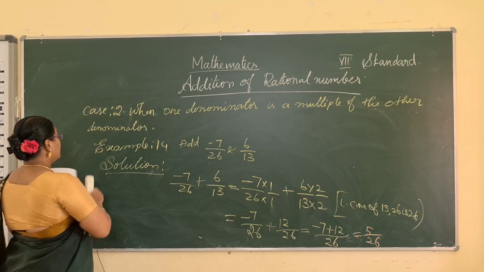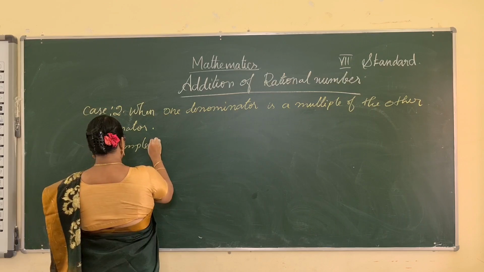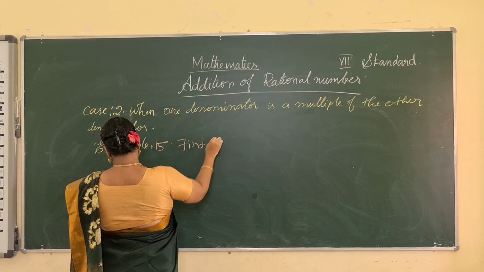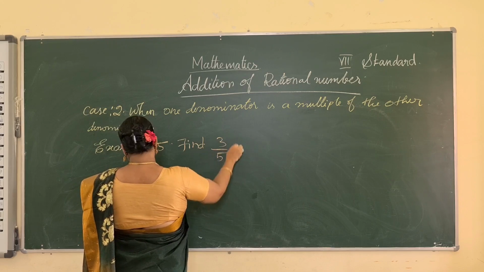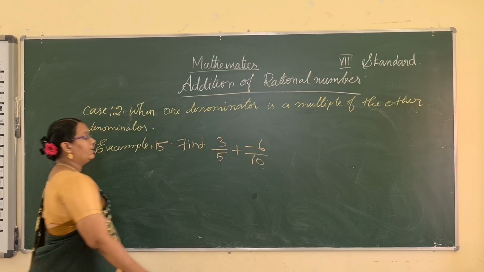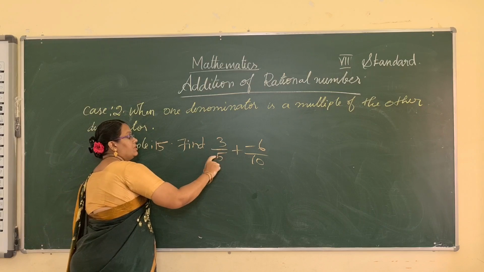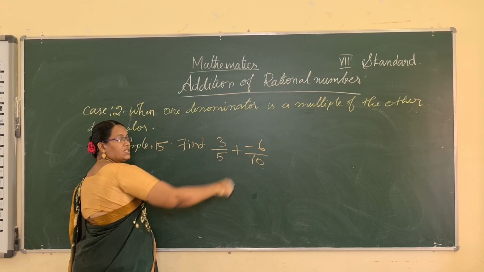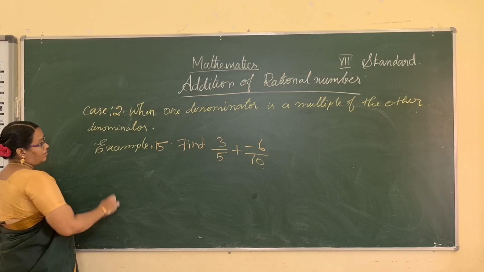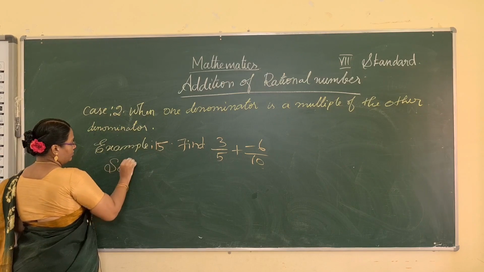Now see the example 15. Find 3 by 5 plus minus 6 by 10. Here also, multiple of 5: 5 times 2 is 10. So here also the LCM of 5 and 10 is 10. Solution.